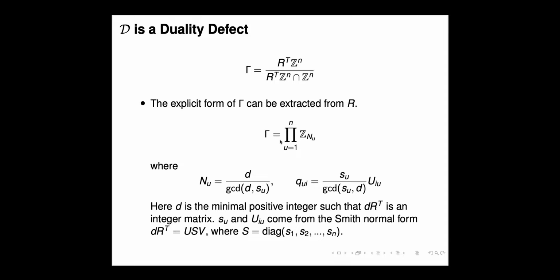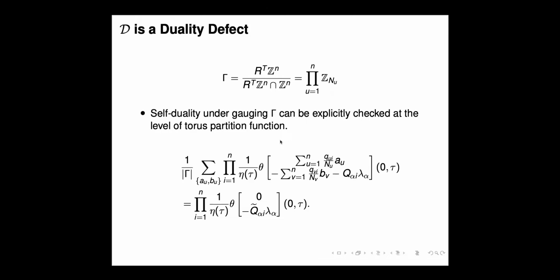All right. And actually, you can directly prove that the fermion is self-dual under gauging the gamma symmetry, and you can explicitly see it at the level of the torus partition function. In particular, this torus function shows us that if you gauge this gamma, there's no discrete torsion. You just directly gauge, and you find that the function comes back. Okay, so that is the first example.